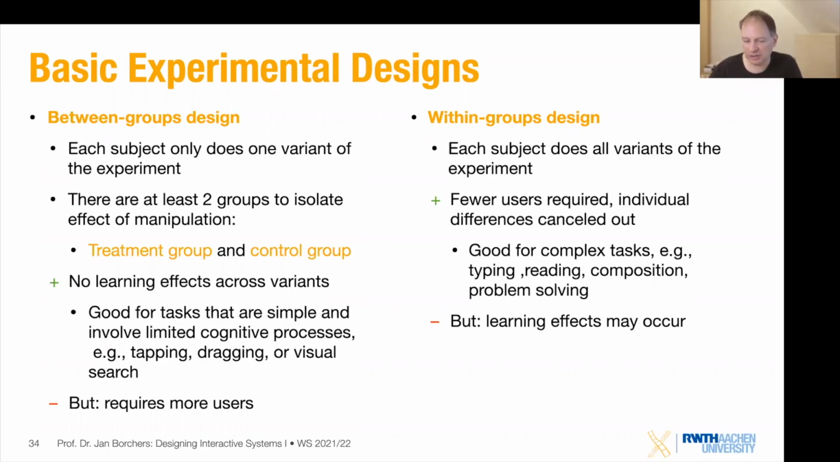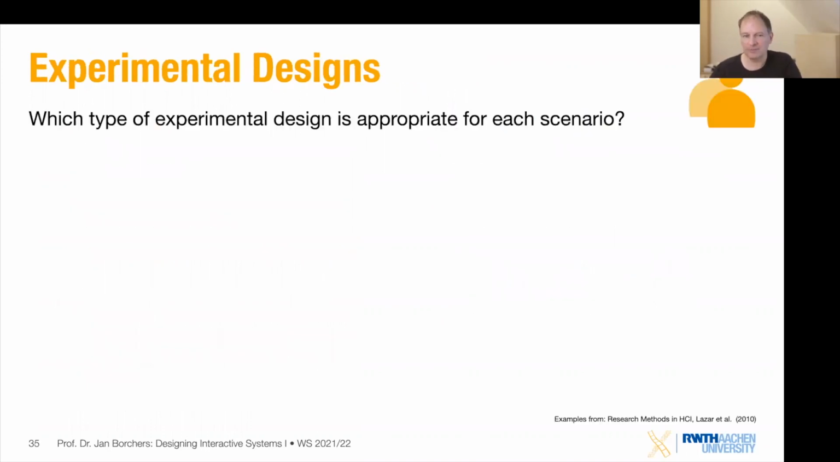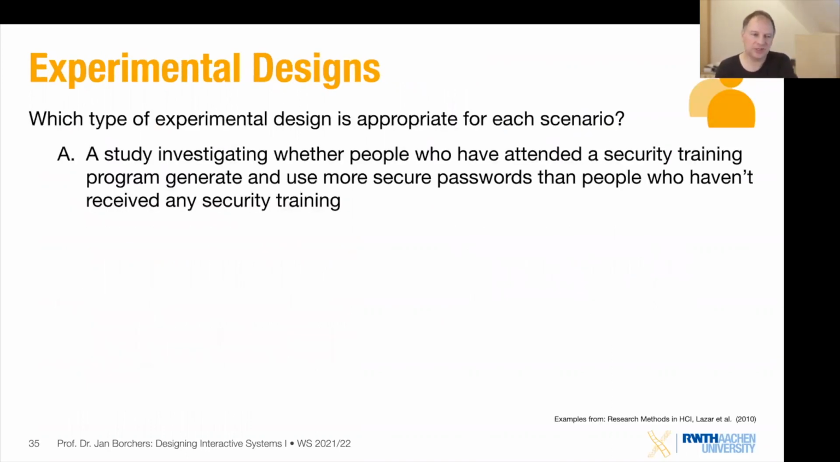All right, I know this is a little tougher, but let's do this again. We got our 3 studies. The first one is the study investigating whether people who've attended a security training program generate and use more secure passwords than people who haven't received any security training. What would you do? Between groups or within groups? You basically, to answer that, have to ask yourself 2 questions. First of all, is within groups even an option, or do we have a learning effect that we could not ignore? Then we have to go between groups.